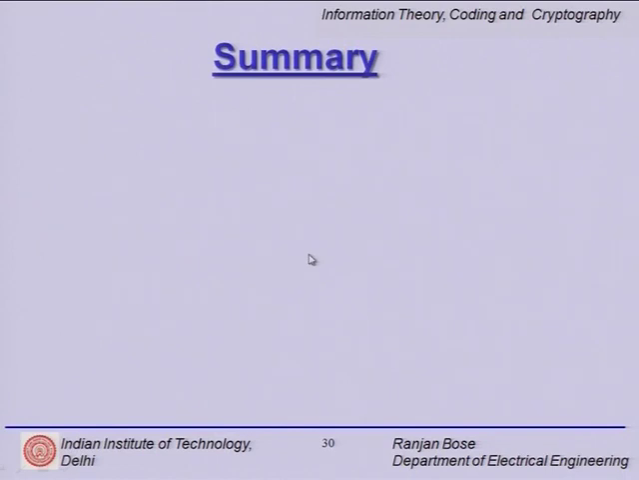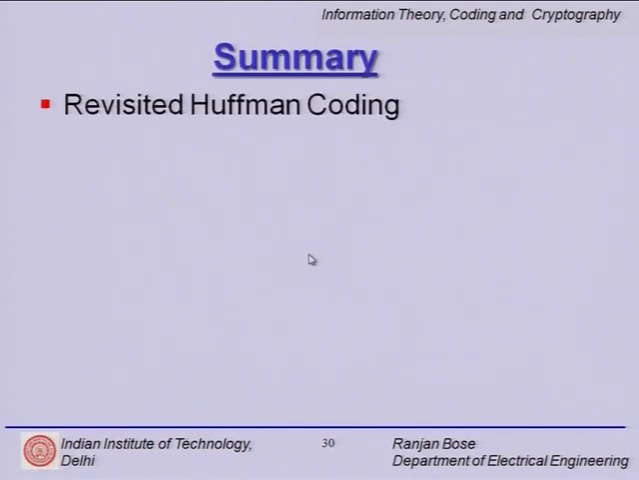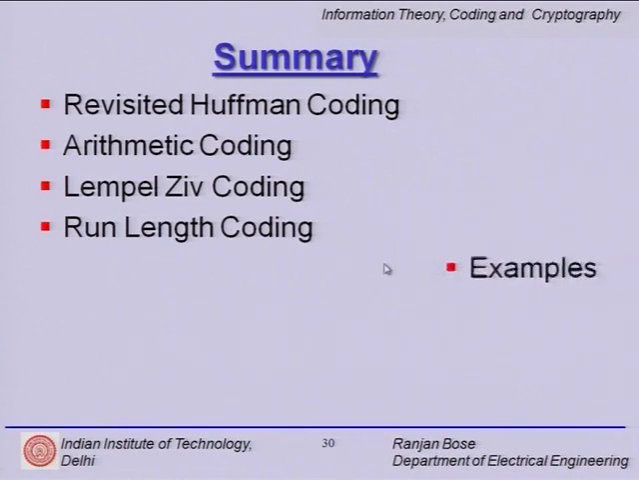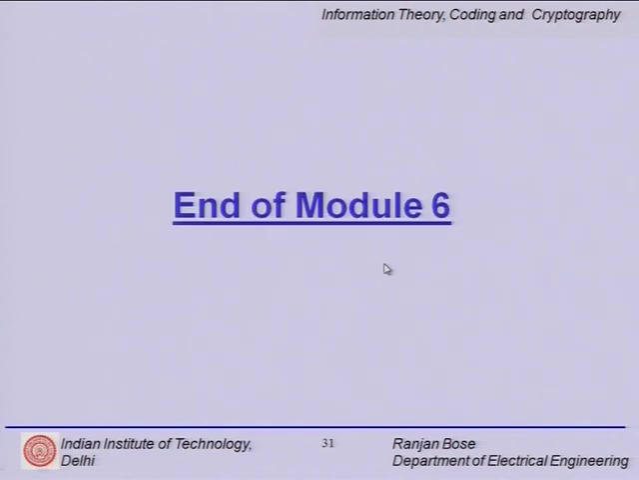So, let us now summarize today's lecture. We revisited the Huffman coding and figured out why it works and where it fails. Then we looked at arithmetic coding, which is a little bit more efficient, and then we looked at Lempel Ziv coding, which does not require a priori the probabilities of the symbols, and it also works for sources with memory. And finally, we looked at an example of run length coding. That brings us to the end of module 6.